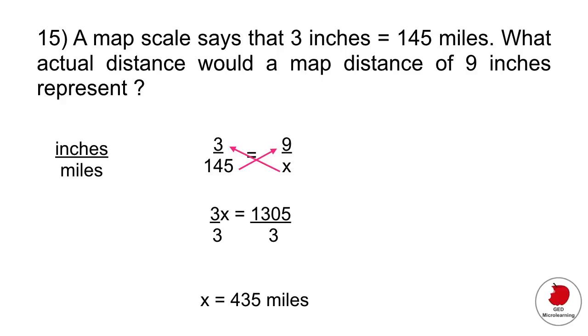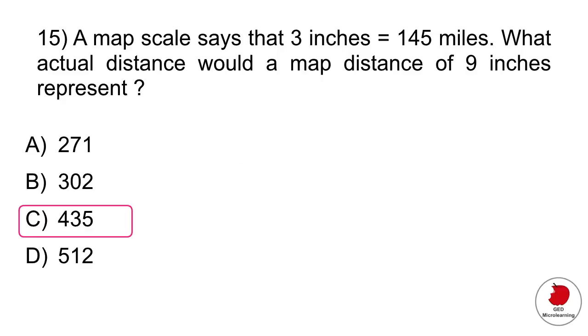Okay, another way to check it in this case would be easy because it's 3 times as much. They're telling us that 145 miles is equal to 3 inches. So 9 inches would be 3 times that amount. Okay, so that's another option, right? You could just multiply by 3. But this is the way that you would set up a proportion. Okay, so the correct answer is C.